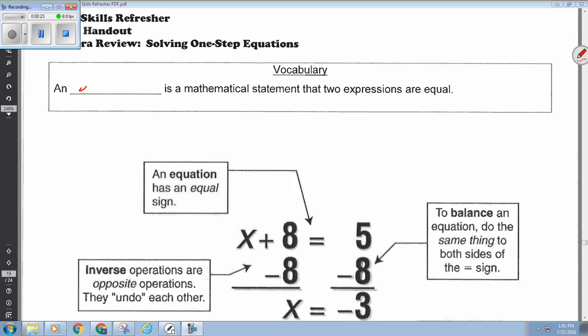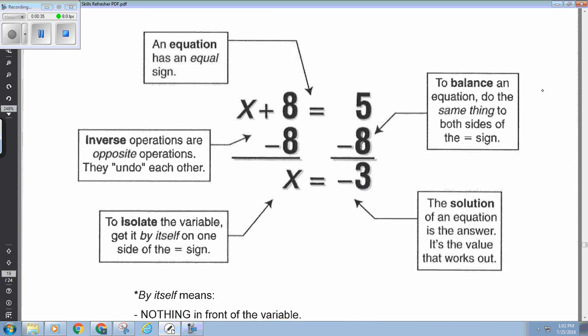So, to start, an equation is a mathematical statement that says that two expressions are equal to each other. In its basic form, that's what an equation is. So, an equation, obviously, has to have an equal sign. So x plus 8 equals 5 is your original equation. X equals negative 3 is what's known as the solution to that equation. That's the value that works for that particular equation.